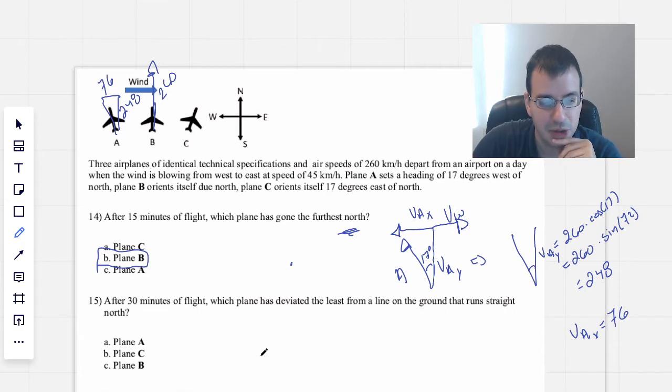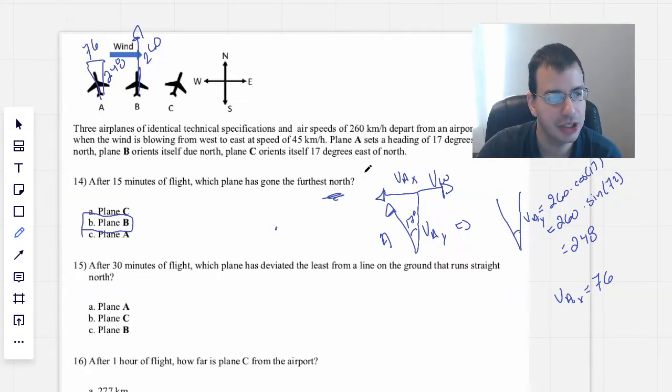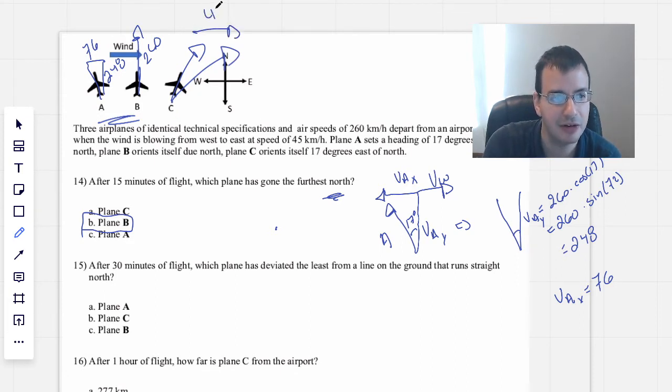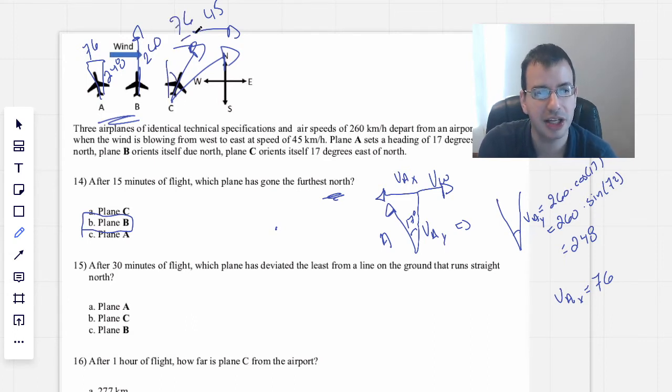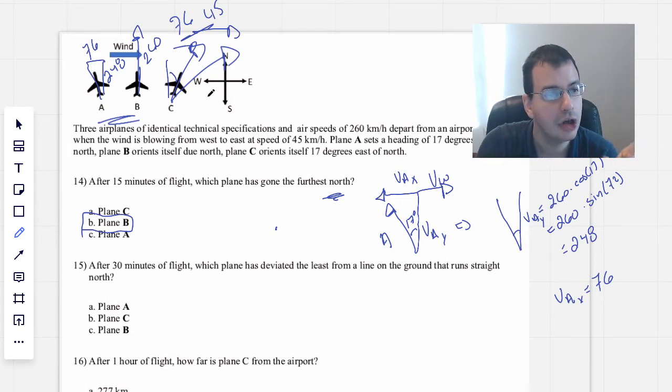After 30 minutes of flight, which plane has deviated the least from a line on the ground that runs straight north? Our thought process with this one is that it's going to be between A and B. C is already starting out going a little bit east, and then the wind is going to push it further east, specifically at 45 kilometers per hour. And we already calculated that the 17 degrees here will contribute 76. So really it's going like 120 to the right.